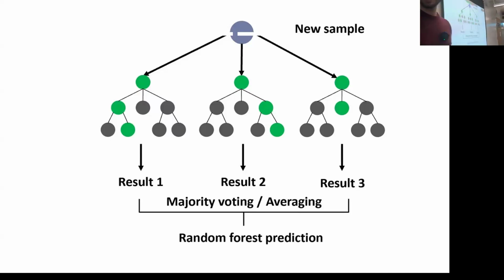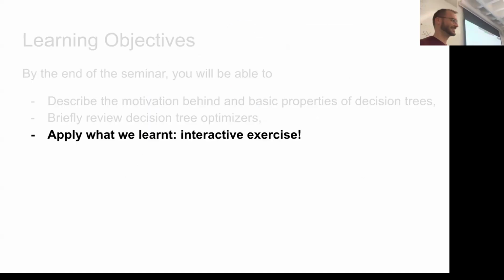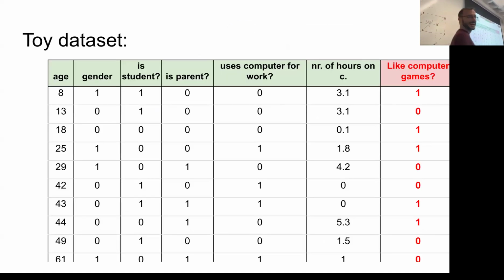Okay. Let's do the exercise. So I have a toy data set. We have 10 samples in it, 10 data points, and we have 6 features, the columns in green at the top. The goal here is to accurately predict whether a person likes computer games or not, right? So the 10 samples are 10 people, and this is what we are trying to predict.